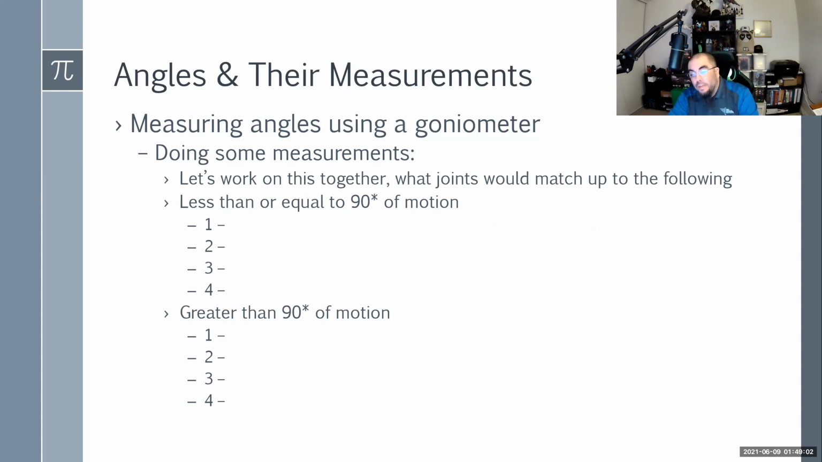What about joints that have greater than 90 degrees range of motion? Well, shoulder flexion, that's about 180. Shoulder abduction, about 180, right? Hip flexion, it's going to be about 120. Elbow flexion, about 130. So there's all kinds of joints out there that are either equal to or less than 90, or greater than 90 in motion. The only joint that reaches 180 degrees in the human body is the shoulder in flexion and abduction. All the other joints will be less than 180 degrees.